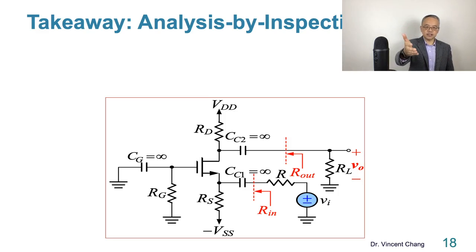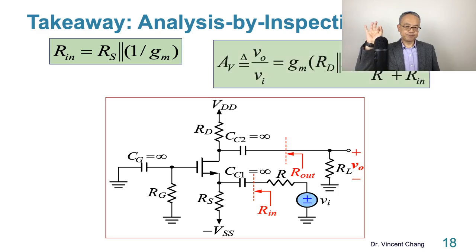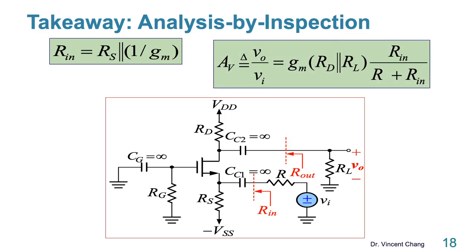Again, the analysis by inspection to solve this. The input resistance, a small signal voltage gain based on Ohm's law and the voltage divider rule. And the last one is the output resistance.